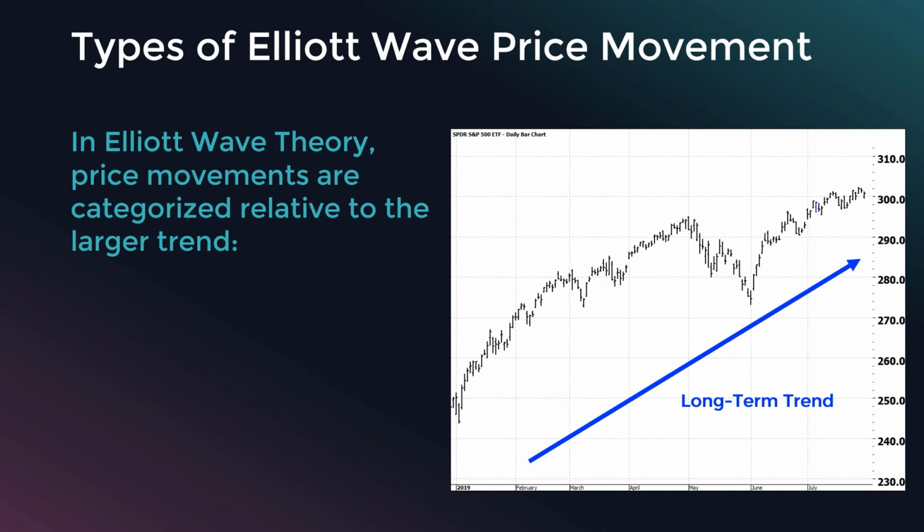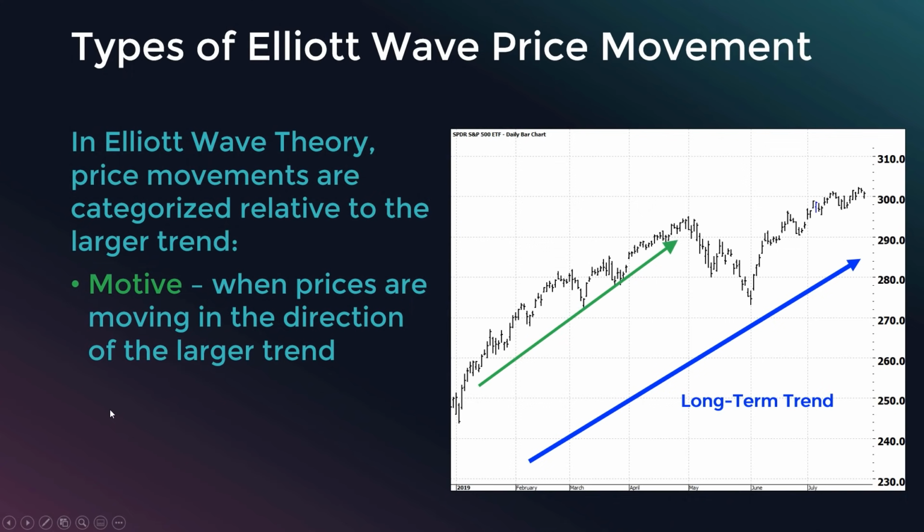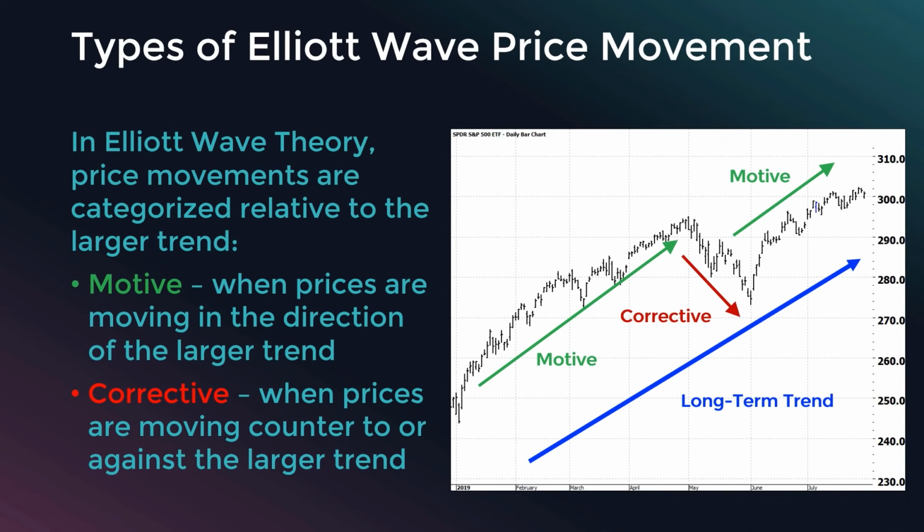Type of Elliott Wave price movement: motive and corrective patterns. In Elliott Wave theory, price movements are categorized relative to the larger trend, as you can see in the chart. There's the long-term trend clearly to the upside. The motive is when prices are moving in the direction of the larger trend, and the corrective moves are when the prices are moving counter or against the larger trend.